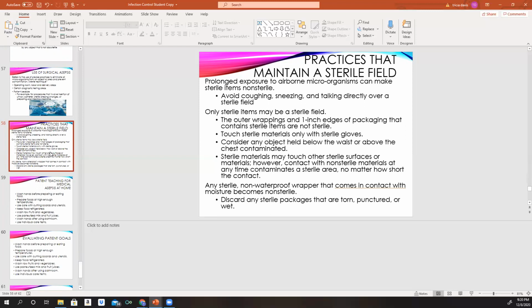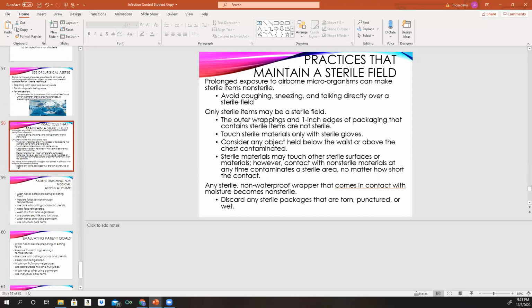Then only sterile items may be on a sterile field. You want to make sure when you're opening sterile products that you use the outer wrappings, and we consider like a 1-inch border that encompasses the entire package as not sterile. You want to touch sterile materials only with sterile gloves. You want to consider any object held below the waist or above the chest contaminated. So you want to have a certain area where your hands go, not below the waist or above your chest, because then it's contaminated. Sterile materials may touch other sterile surfaces or materials.